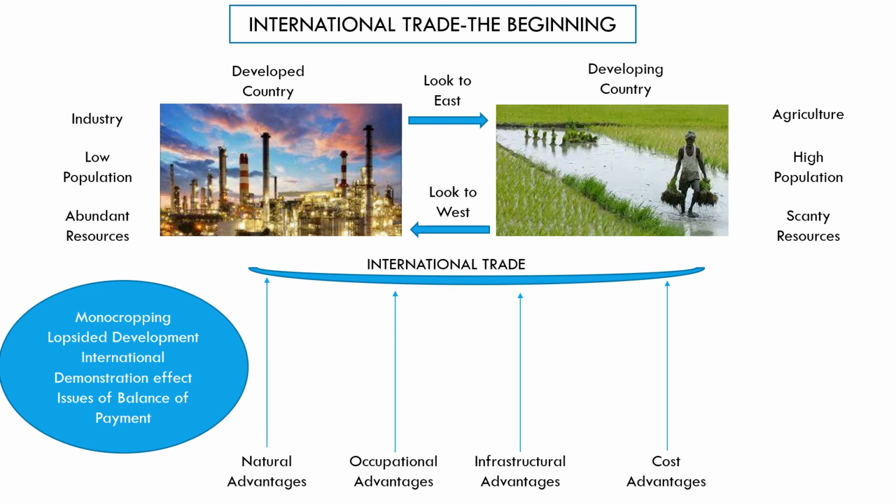But international trade leads to a number of issues. One is monocropping: the commodity which has maximum international value is produced by the countries, and you all know that monocropping leads to poor natural resource management. Day by day your natural resources are going down.